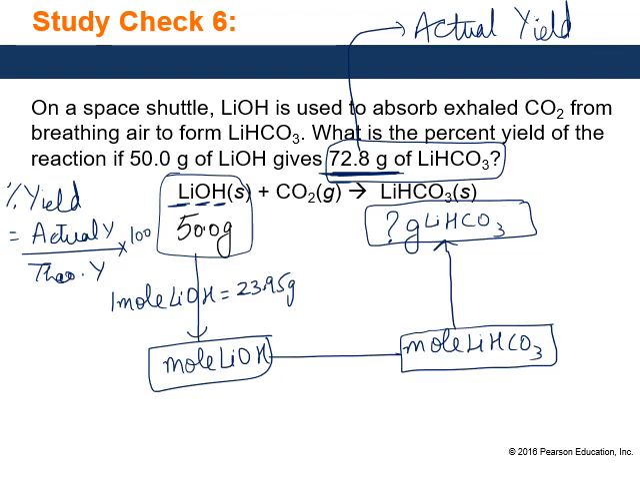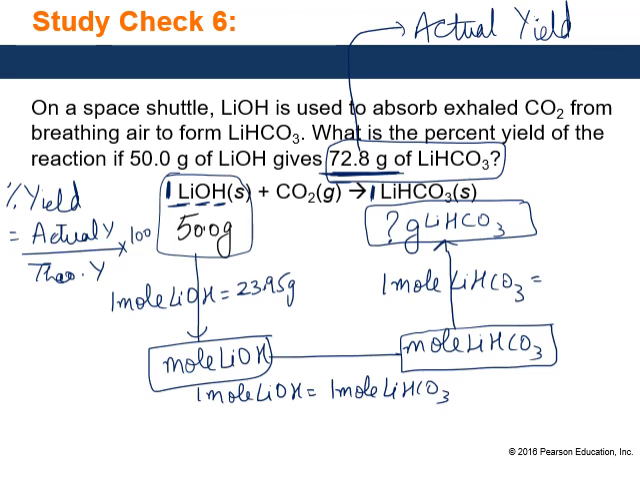How do I go from moles to moles of this? My conversion factor is right here. Nothing is written means 1 and 1. So 1 mole of LiOH produces 1 mole of LiHCO3. Next, I go from moles to grams again. So molar mass again. 1 mole of LiHCO3 is how many grams? Plug it into your calculator. 1 lithium, 1 hydrogen, 1 carbon, 3 oxygen. So the total mass comes out to 142 grams.